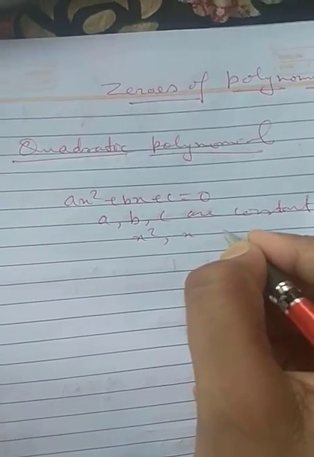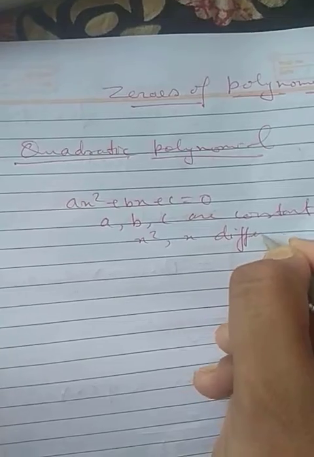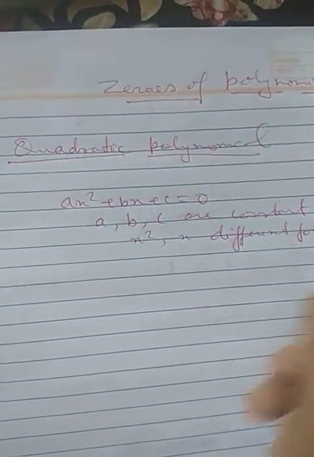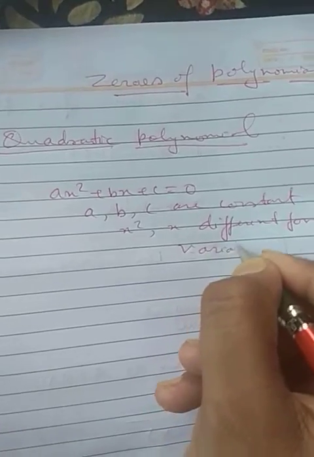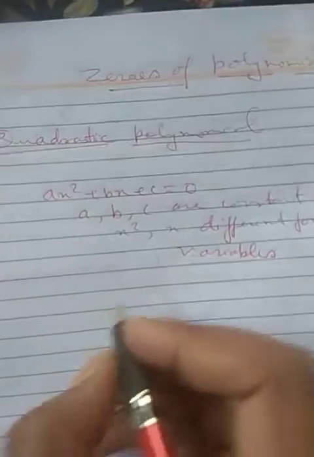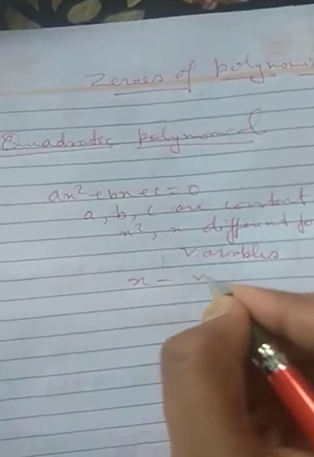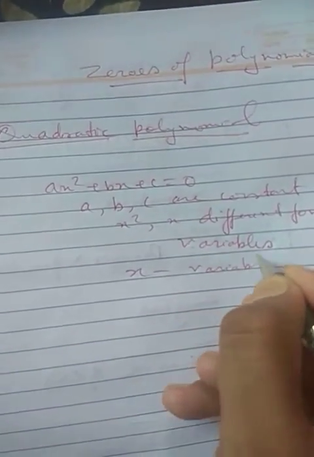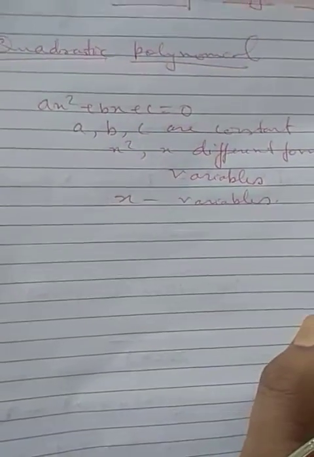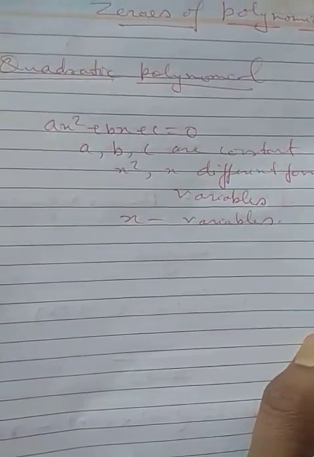x square and x are different forms of the variable, and x is a variable. Now we will study more of what we have already studied: how to factorize this ax square plus bx plus c in class 9th by the middle term splitting method.